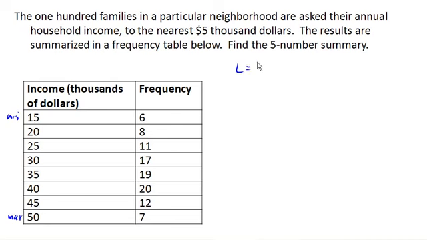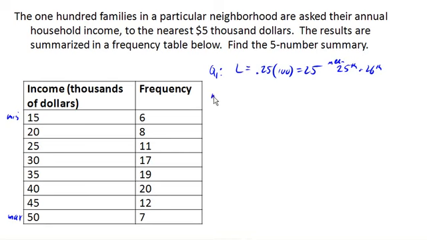So for quartile 1, our locator will be 25% of our data. We have 100 pieces of data, so that is 25. And since that's a whole number, we know we need to go between the 25th and 26th data values. So the mean of the 25th and 26th data values.